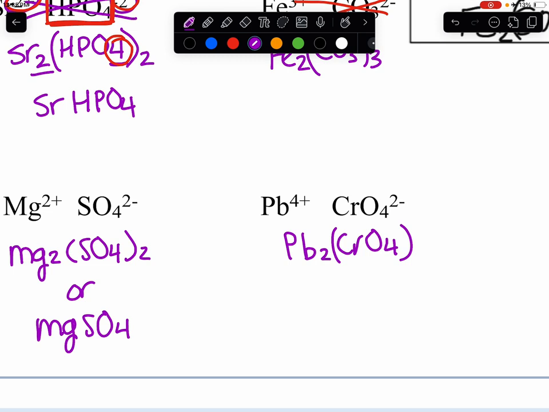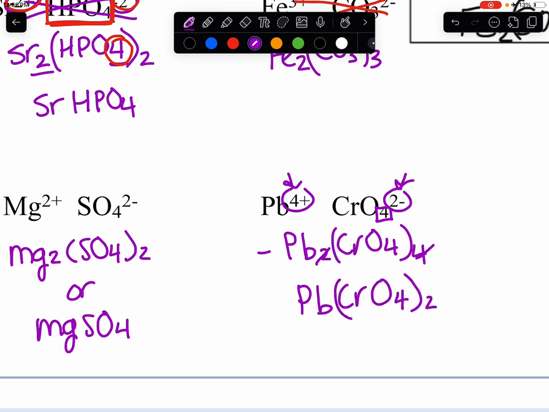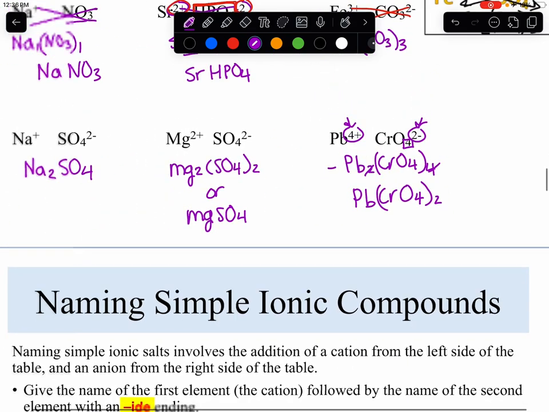I do want to talk about this one. Because this is a 2 and a 4, you can reduce these. You cannot reduce this. You can only reduce the charges up above. So this can actually be written as this, or you can reduce this, just divide them, and it becomes Pb1, which we don't write, CrO4, and then we can actually just make this 4 a 2 because we divided both sides by 2. Okay, so either one of those are options.